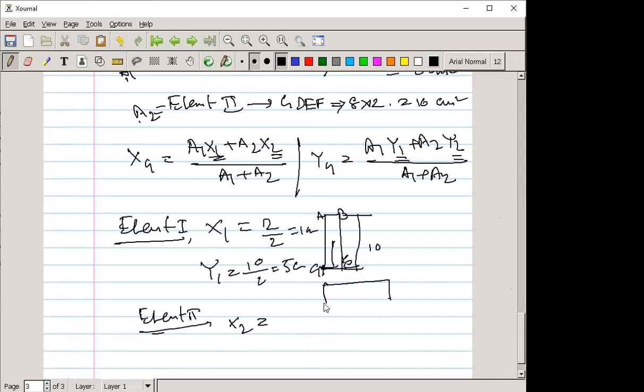Element 2 is this one. So this is total 8, so 8 divided by 2, that is 4 cm, and y2 is, this is 2, so 2 by 2, this is 2 total, oh, 1 cm. So just simply put these values here.